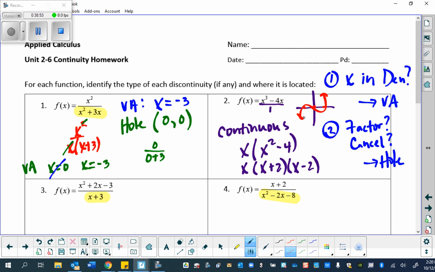So the factoring that you can do here doesn't mean anything. It just tells you where your zeros are, but there's no asymptotes there. You can trace the whole graph, no problem.